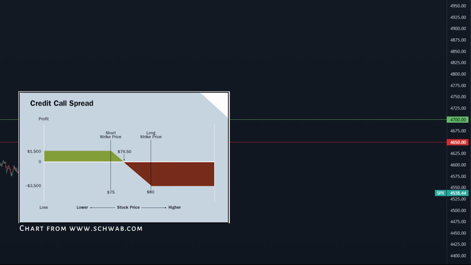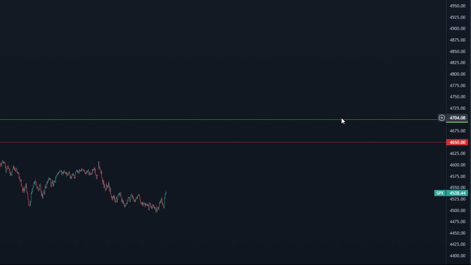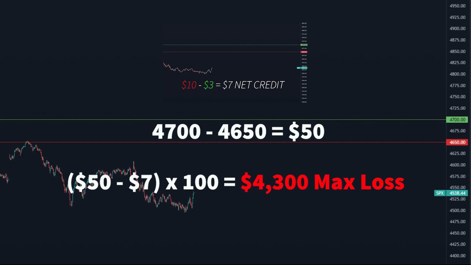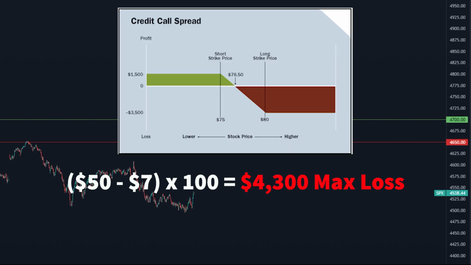Okay, so how do you calculate max loss? Well, you take the difference between the strikes minus the credit you received, and you multiply that times 100 contracts, and that gets you your max loss. In this case, you would take 4,700 minus 4,650, and that gets you 50. You subtract the $7 credit we received for opening the position, and you multiply that times 100. That gets you $4,300 loss. That's your max loss, $4,300.